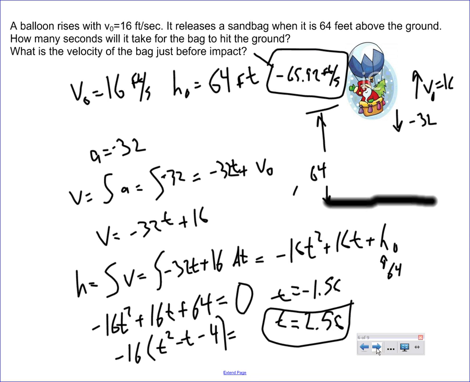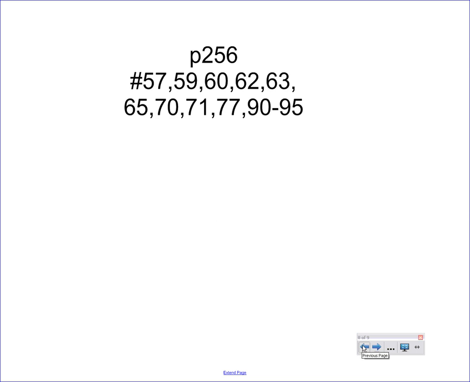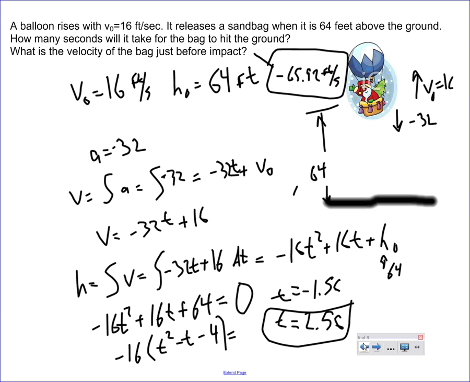Thanks for sticking with me. Initial conditions. We now know how to find what C is, where it is, and what it's all about.